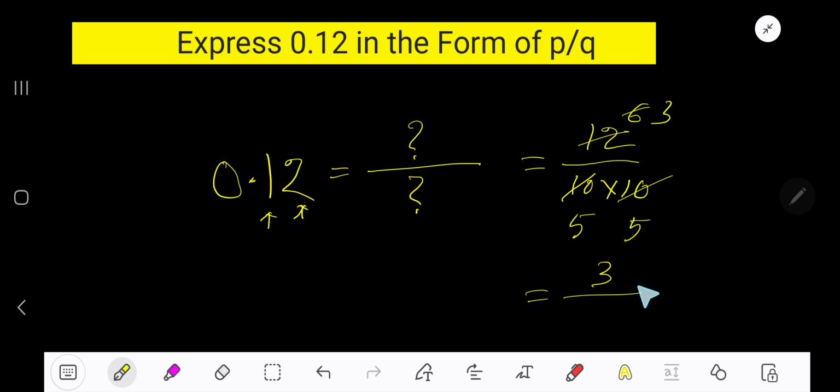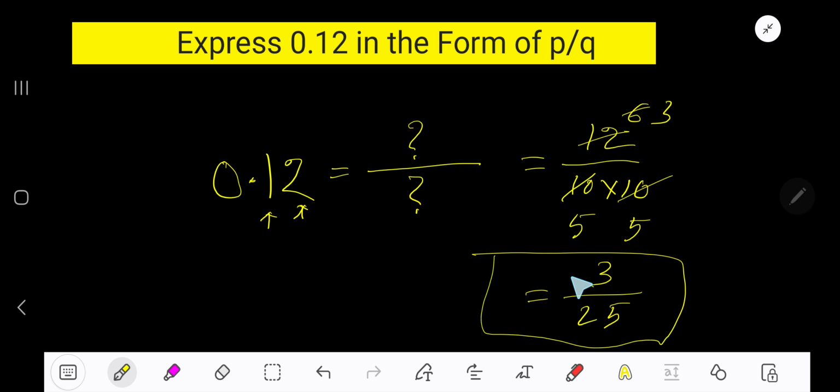If I divide this 6 by 2, I will get 3. Look, I have gotten 3, and 5 times 5 is 25. Look, this 3 is a prime number. So the common factor between this 3 and 25 is just 1. So we can say that this is the lowest term, or reduced form, or simplified form.